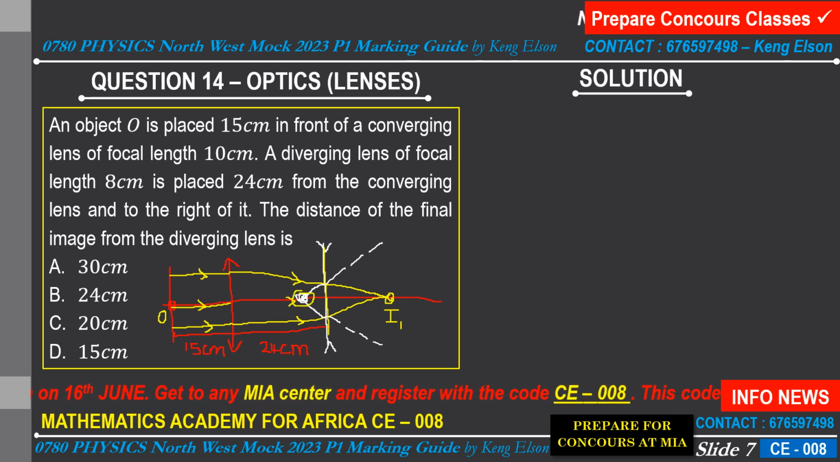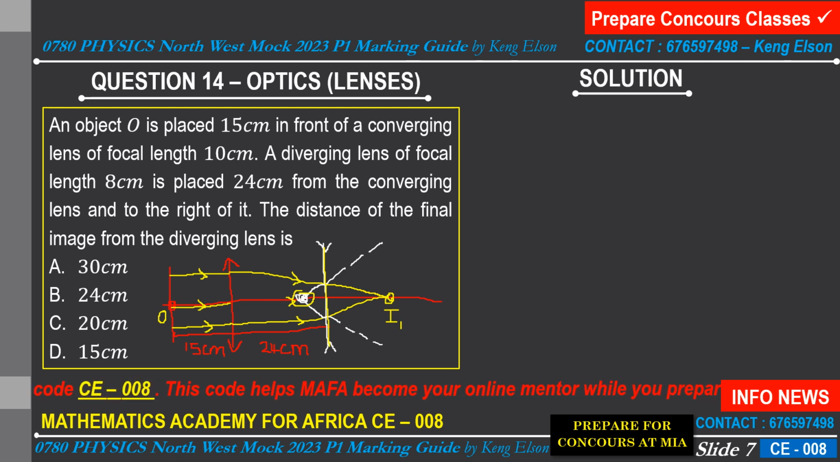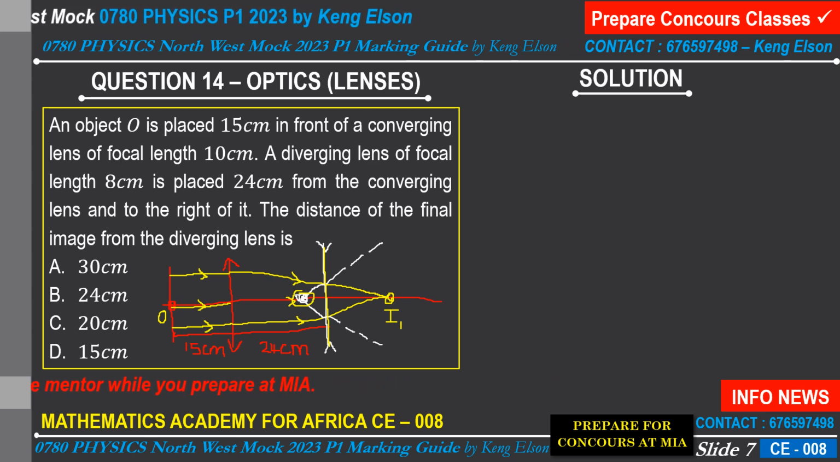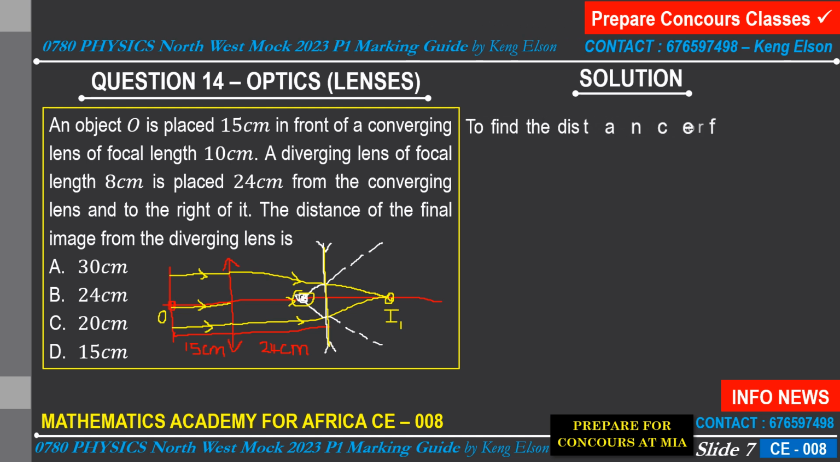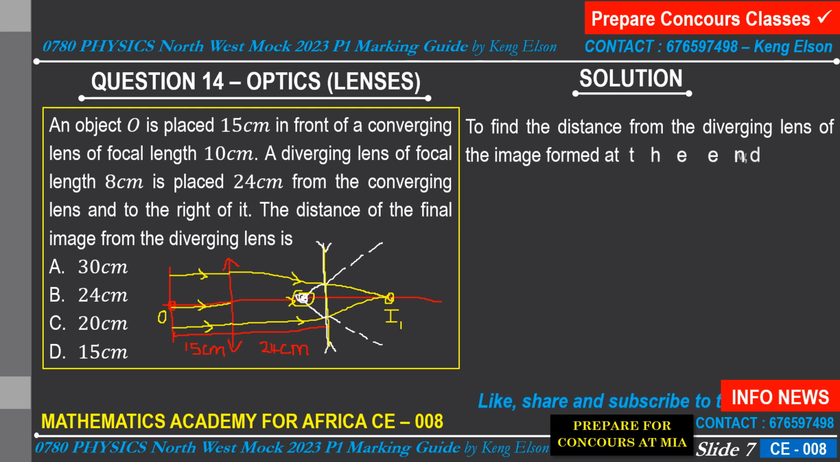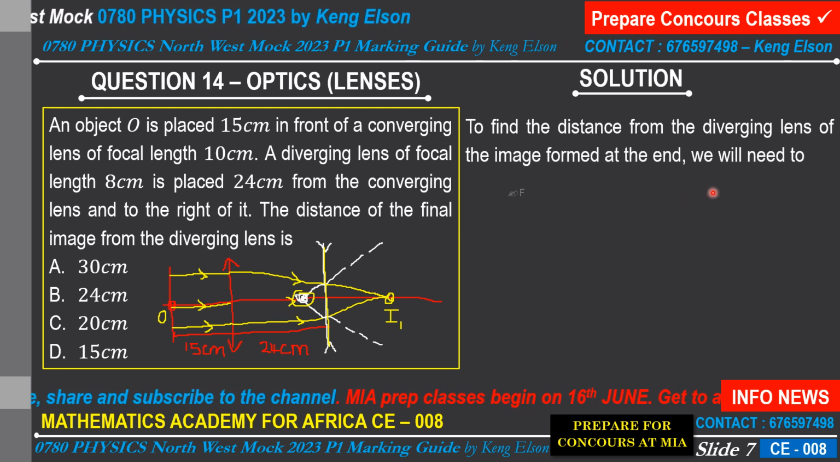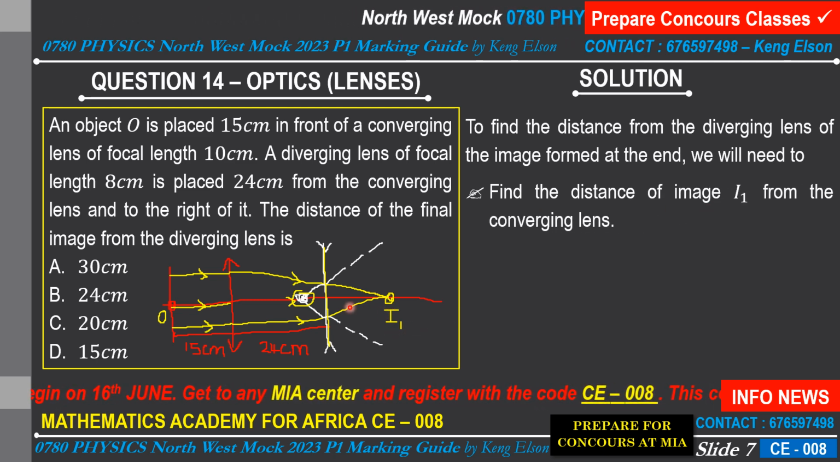So the distance of the final image from the diverging lens. That is what we need to find. I'm going to give you guys the steps we are going to follow to be able to get this distance. First of all, to find the distance from the diverging lens of the final image formed, we are going to first find the distance of the image I1 from the converging lens.